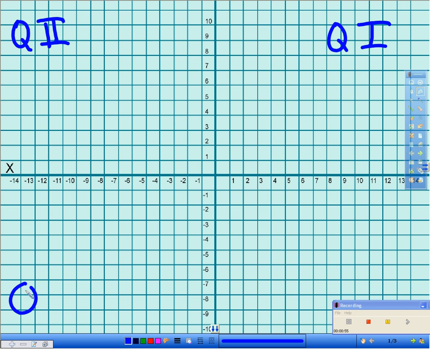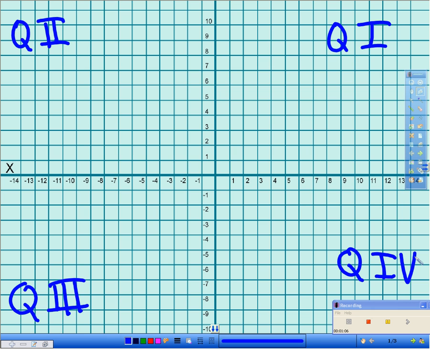Quadrant 3 is down here in the bottom part. As you can see, each quadrant has a Q and the Roman numeral we go with. And quadrant 4 is going to be right here. Those are the 4 quadrants.